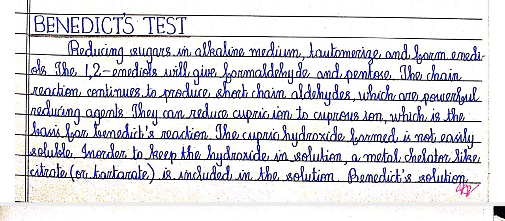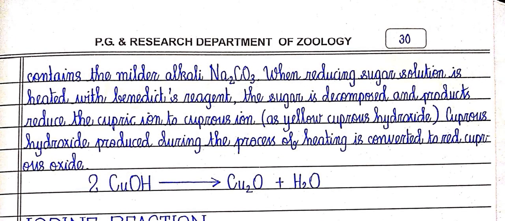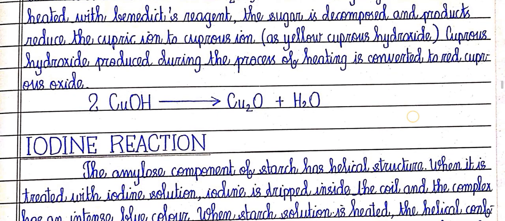The cupric hydroxide formed is not easily soluble. In order to keep the hydroxide in solution, a metal chelate like citrate or tartrate is included in the solution. So Benedict's solution contains the milder alkali Na2CO3. When a reducing sugar solution is heated with Benedict's reagent, the sugar is decomposed and the end products reduce the cupric ion to cuprous ion, a yellow cuprous hydroxide. Cuprous hydroxide produced during heating is converted to red cuprous oxide: 2CuOH gives Cu2O plus H2O.